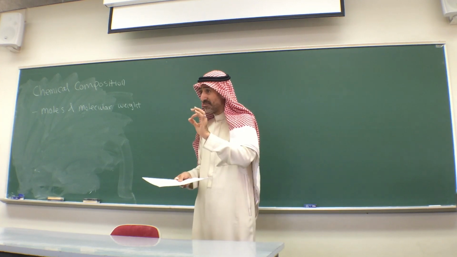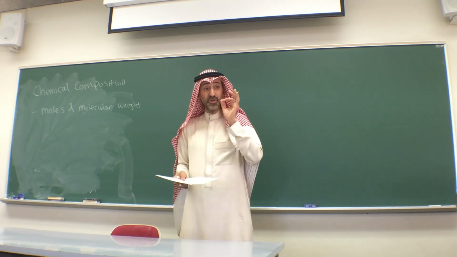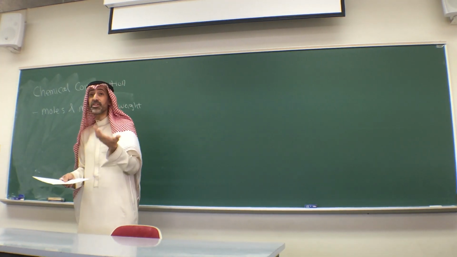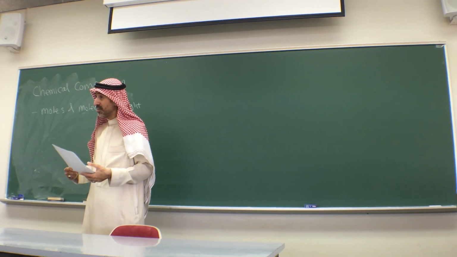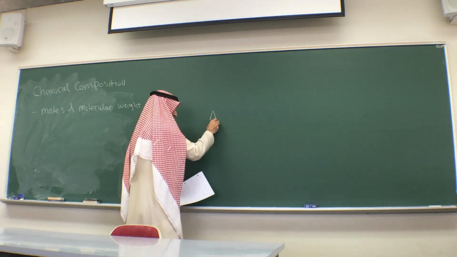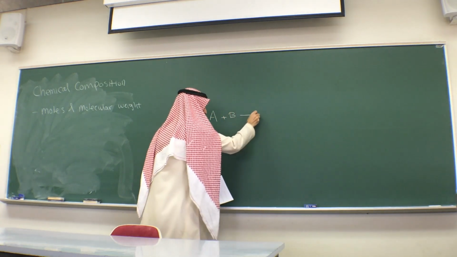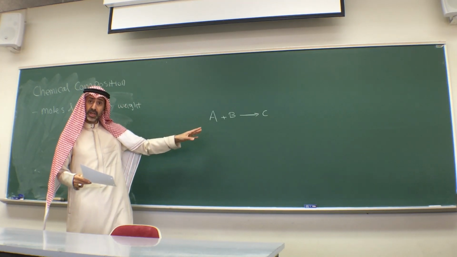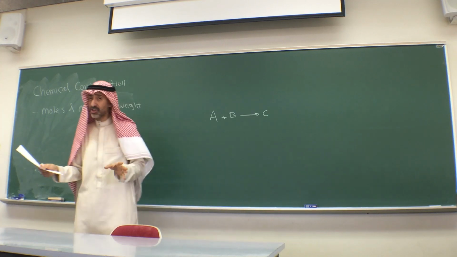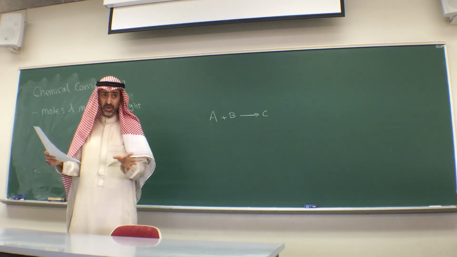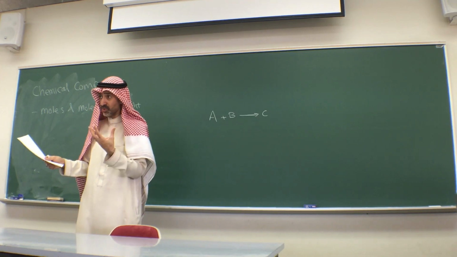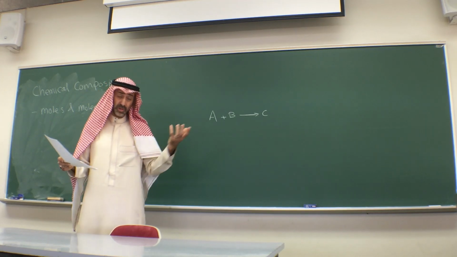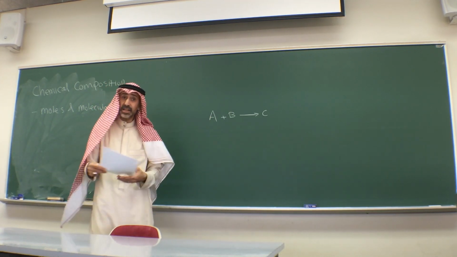But if you have a chemical system, and this is one of the mistakes that the students do, they say mole input equals mole output, and this is totally wrong. Why? Suppose that you have A plus B, gives me C. For sure, if you are adding 1 kilo of A to 1 kilo of B and there is no accumulation, I'm talking about kilo, I'm adding them together, what are you going to have? Two kilo of C.